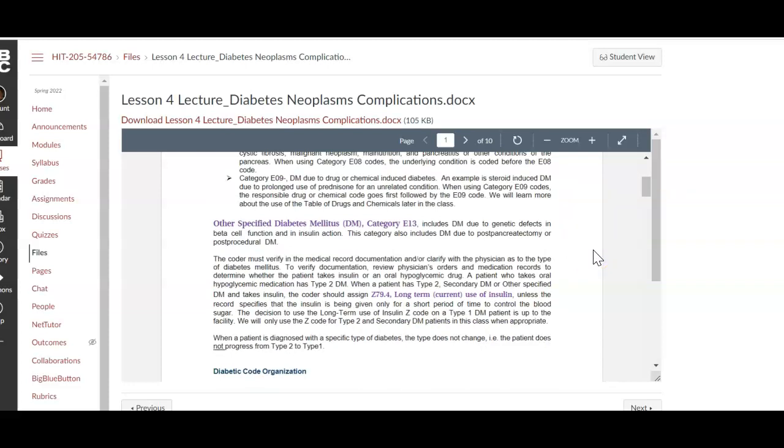When patient has type 2, secondary DM or other specified DM, and takes insulin, at that point the coder should assign Z79.4, unless the record specifies that the insulin is being given only for a short period of time just to control that blood sugar. At that point, then I would not use it. It's up to the facility's coding.